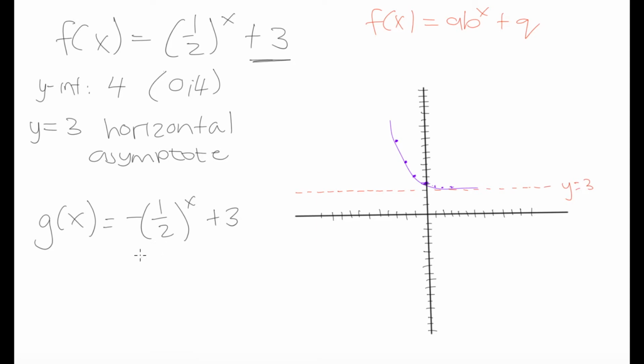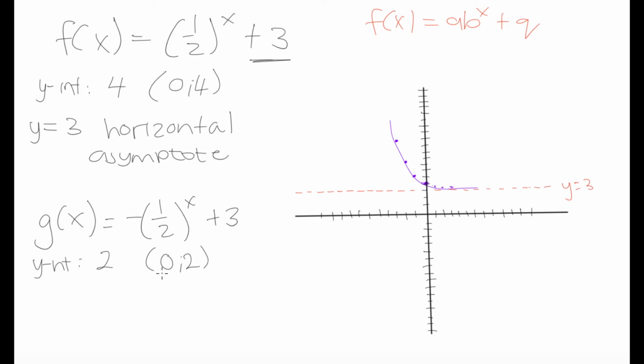And let's see what the effect of having a negative a is going to be on the appearance of this graph. So again, let's try and figure out our y-intercept. Our y-intercept is going to be setting our x value equal to 0. We know that anything raised to the power of 0 is 1, but because we have a negative here, this is going to become -1. And -1 plus 3 is equal to 2. So our y-intercept coordinate is when x is equal to 0 and y is equal to 2.